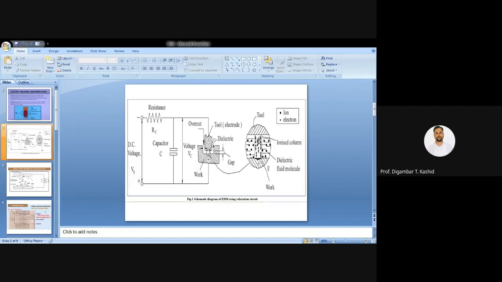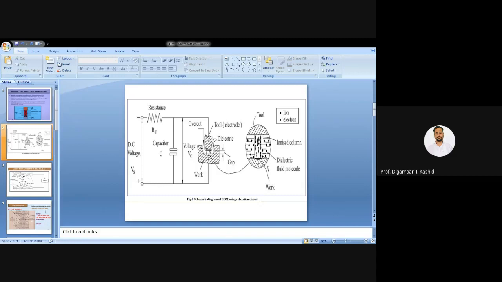Okay, and you know this power supply. Whatever you can see here, the power supply is there. This power supply goes through this RC circuit, that is a relaxation circuit. Now in that RC circuit there is a capacitor. You can see that here we have the capacitor.